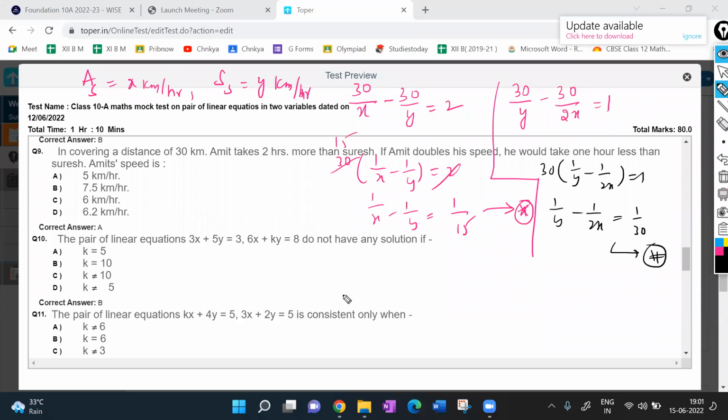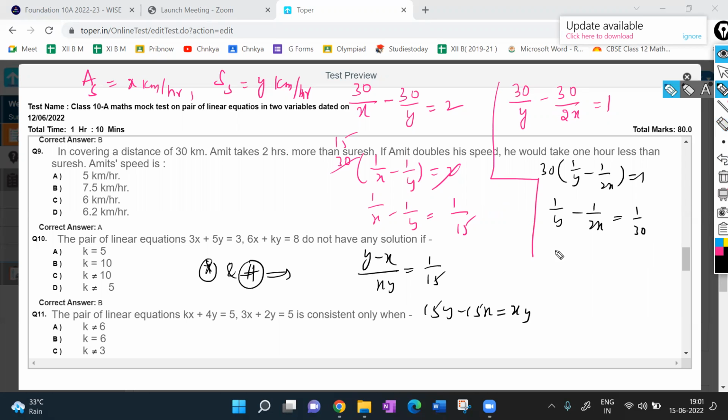Solving star and hashtag, what are you going to get? If you want to simplify, (y minus x) by xy is equal to 1 by 15. So 15y minus 15x is equal to xy. From the star equation I just simplified. After simplifying the hashtag equation, you get (2x minus y) by 2xy is equal to 1 by 30. So 60x minus 30y is equal to 2xy.